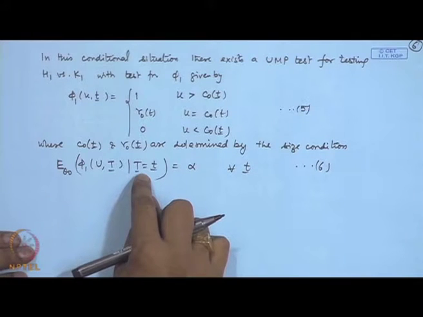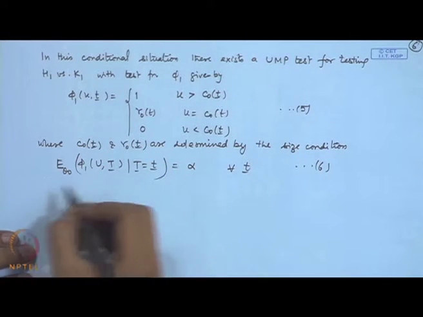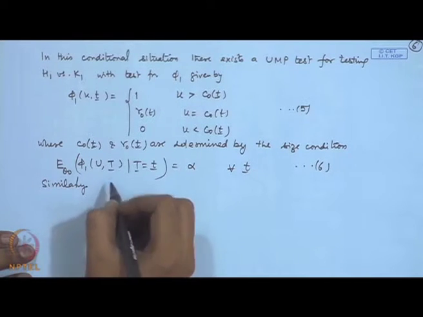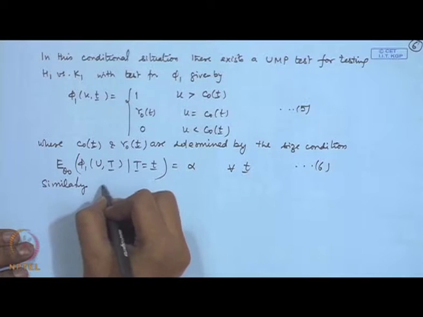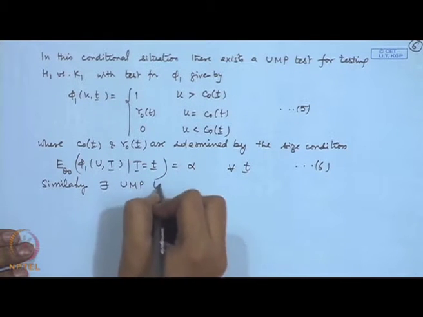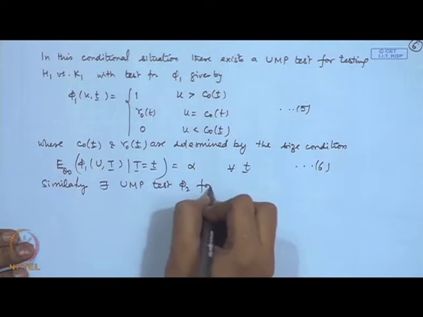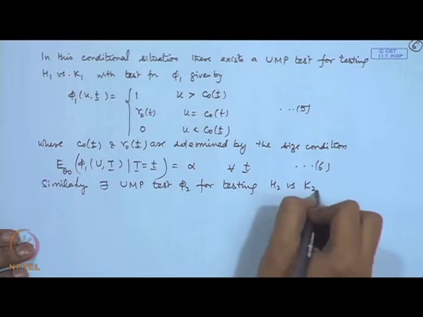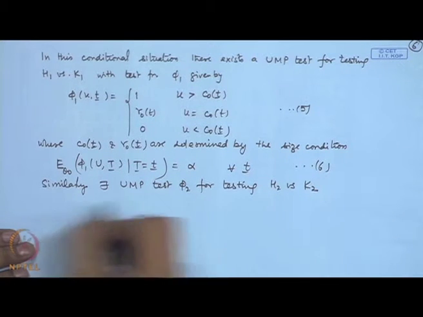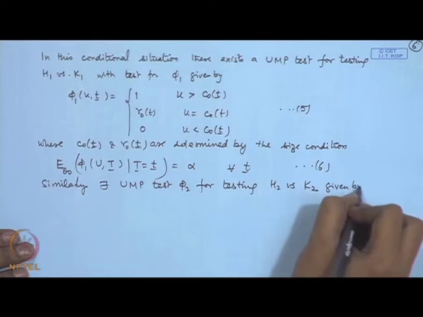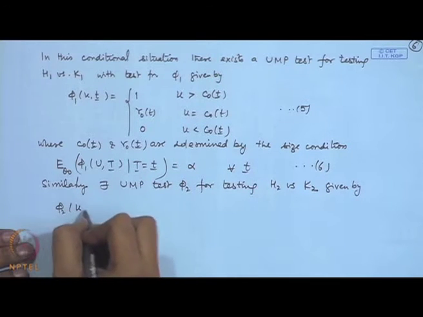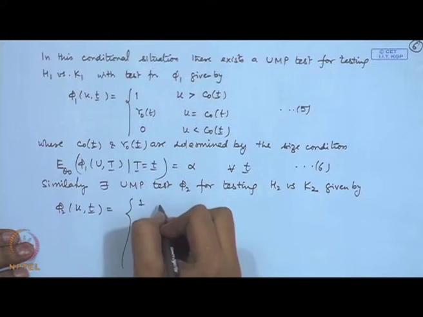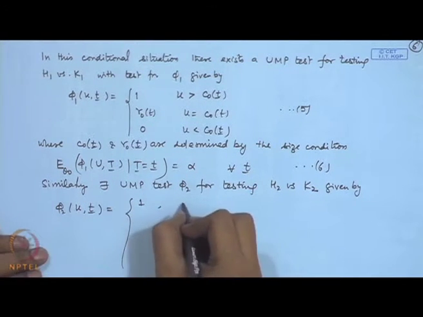In a similar way, if we are considering H 2, similarly there exists a UMP test, say phi 2, for testing H 2 versus K 2, given by phi 2 of (u, t) is equal to, let me describe these things in detail so that the dependence on t is clear.